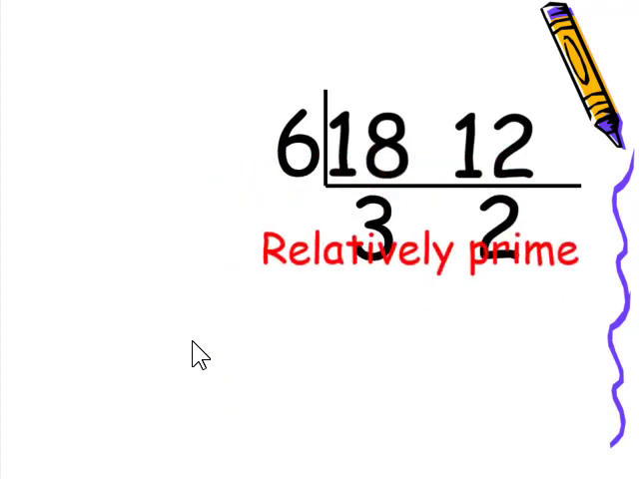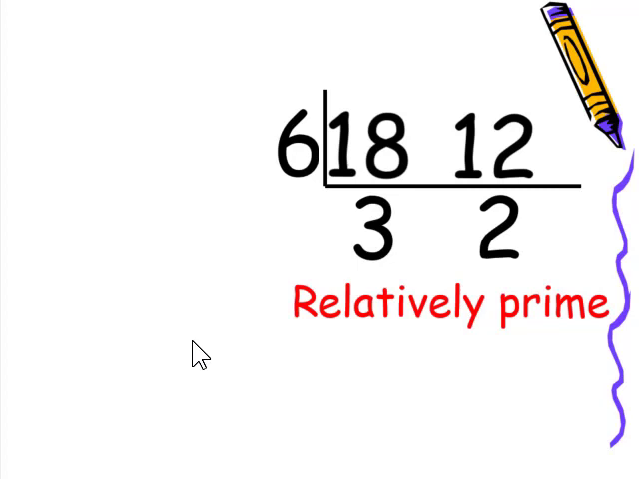Since 3 and 2 are relatively prime, we can multiply 3 times 12 and 2 times 18, which both give us 36. Therefore, the fraction with a denominator of 18 will multiply the top and bottom by 2, and the fraction with a denominator of 12 will multiply the top and bottom by 3.